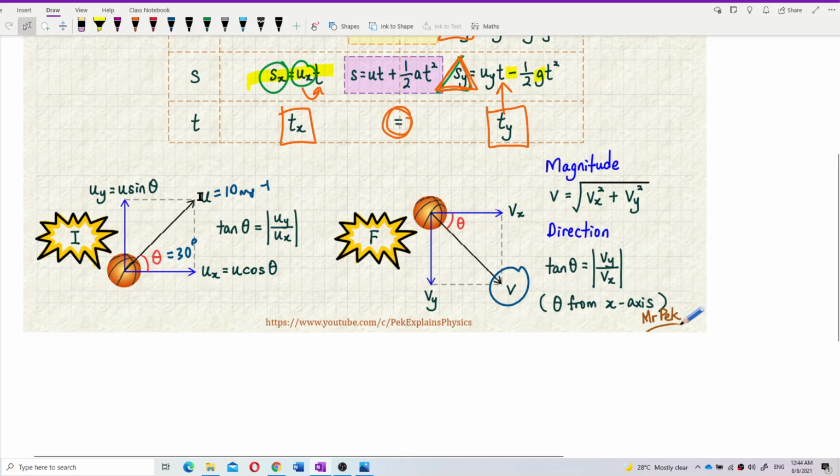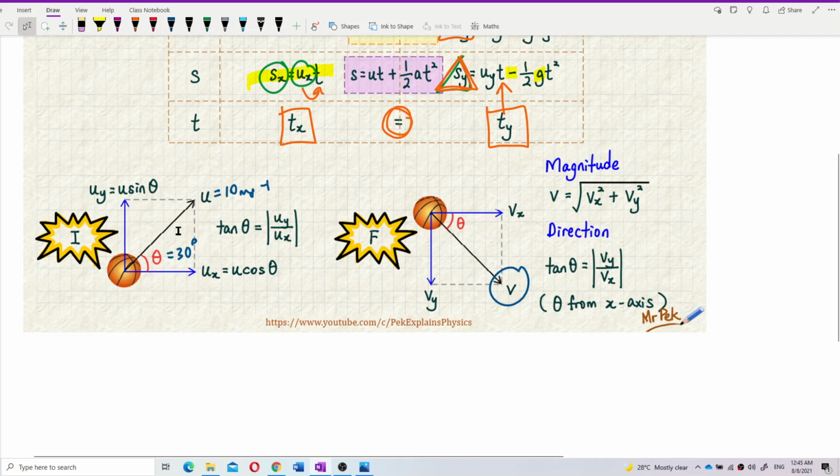What you have to do is resolve the initial velocity into two components. This procedure, I will show you in more videos on problem solving regarding projectile motion. You must look at the videos for problem solving in projectile motion to understand more clearly the steps taken to solve projectile motion questions. Please refer to those videos.